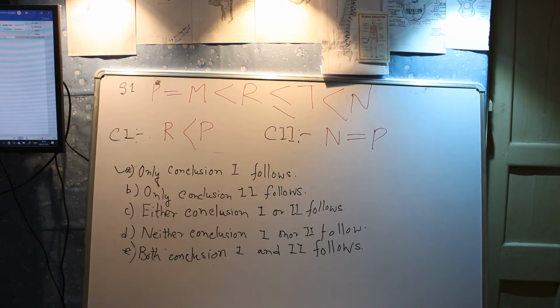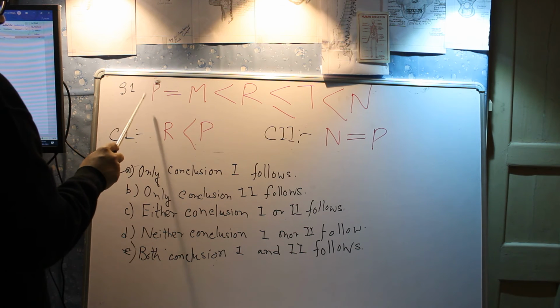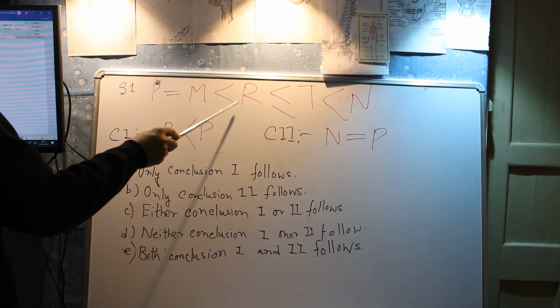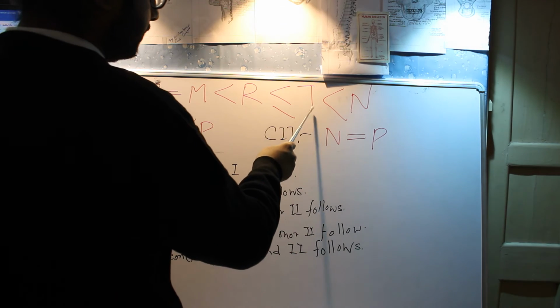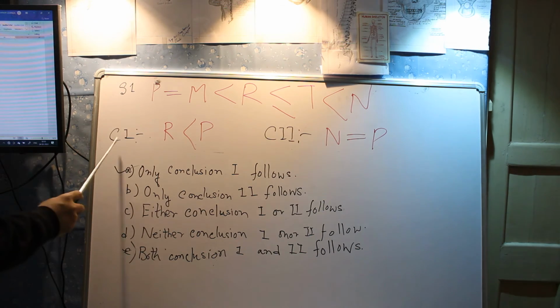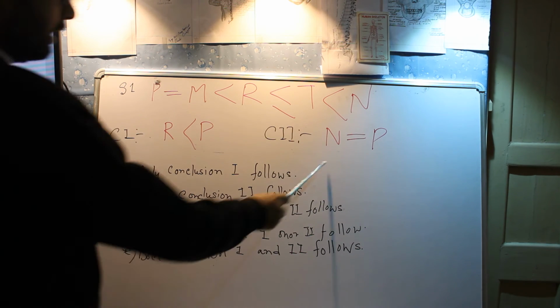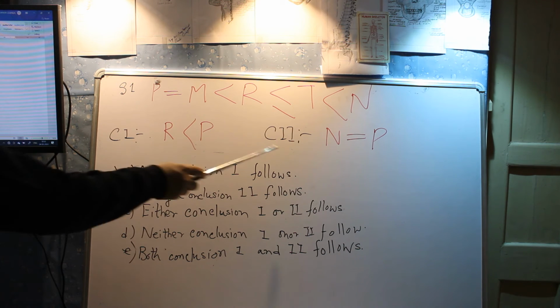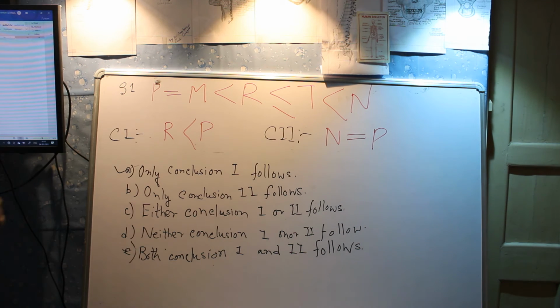Look at this question from the inequalities. Statement given, P is equal to M, M is less than R, R is less than or equal to T, and T is less than N. Conclusion given, R is less than P and N is equal to P. Now try to fit these two conclusions in the statement given.